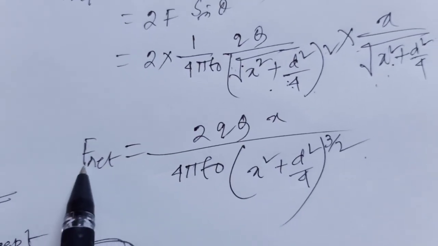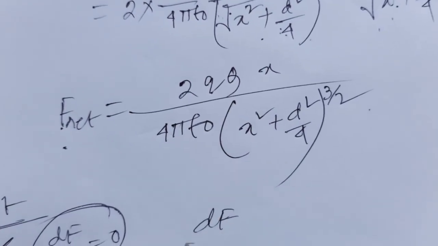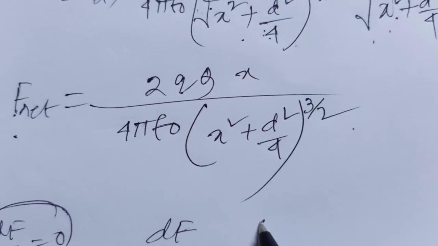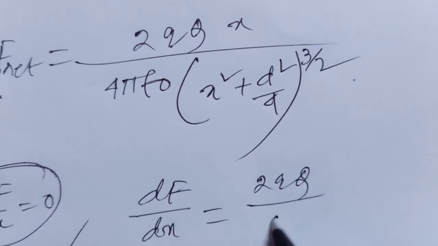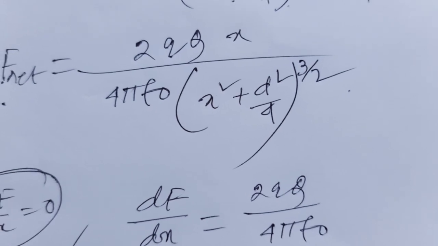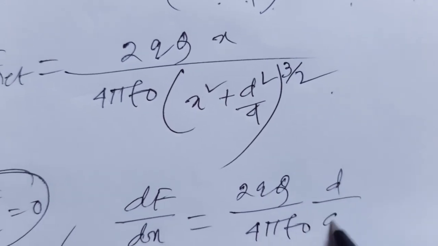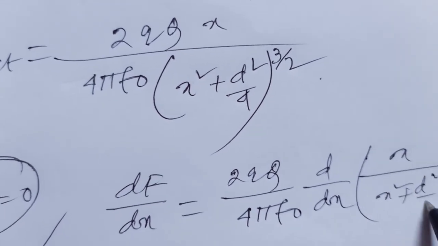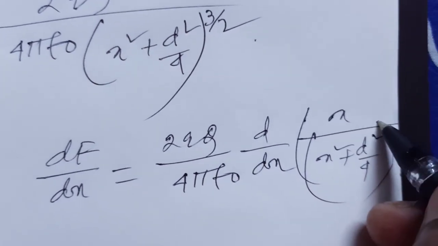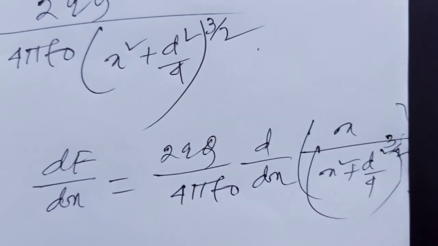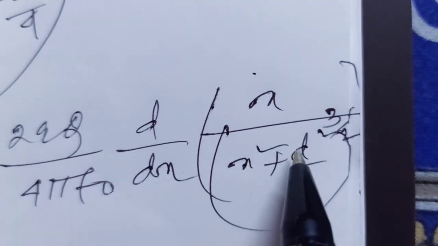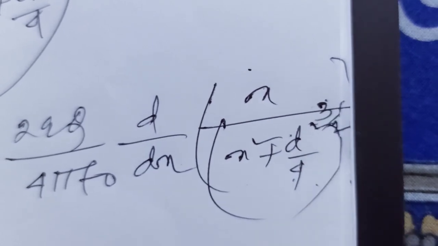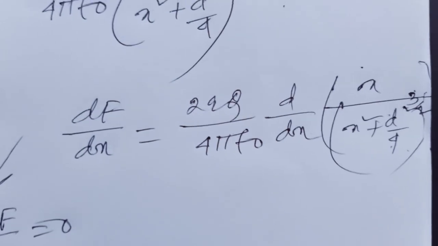So students, take the derivative of this one. So dF by dx, this is 2qQ by 4 pi epsilon naught. It is a constant value, and you have to take the derivative of the function. So d by dx of x by (x square plus d square by 4) whole to the power 3 by 2. Sorry, it is 3 by 2. Yes, write down, this is x by (x square plus d square by 4) whole to the power 3 by 2. Yes, so the derivative is 0.